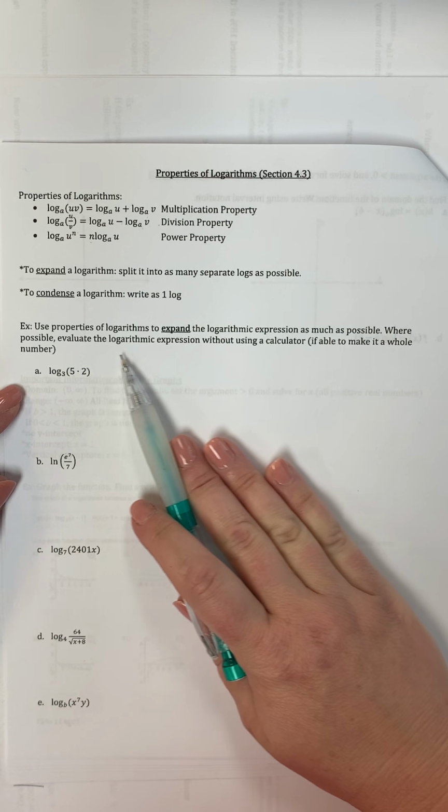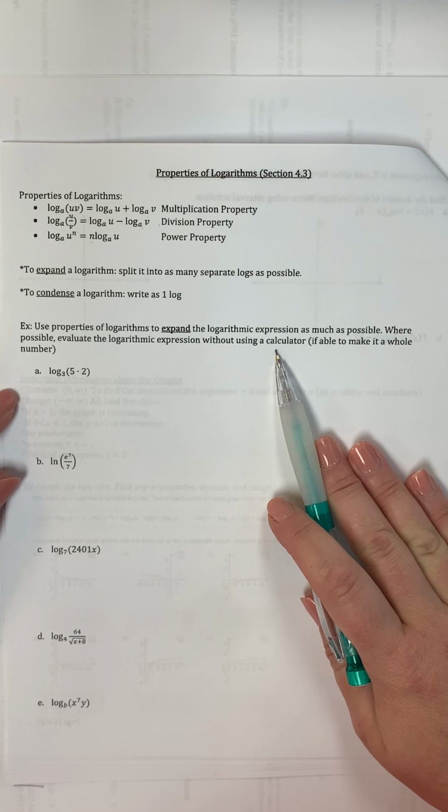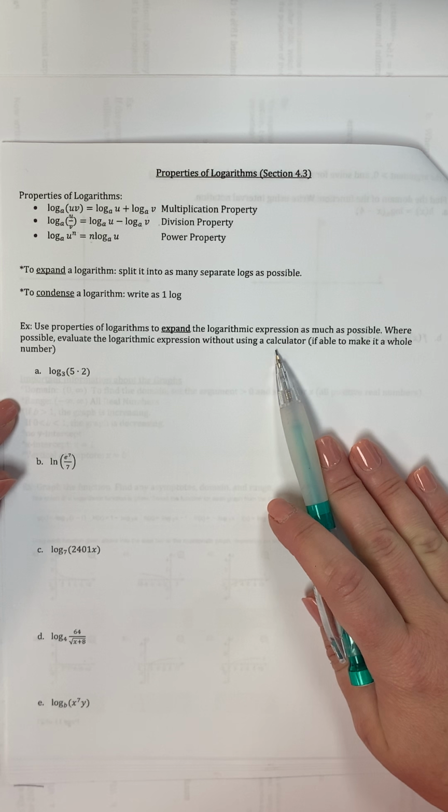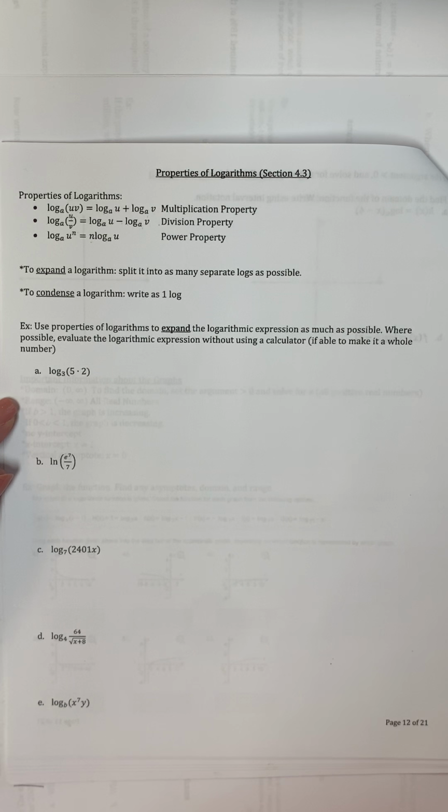Now, when we can evaluate it, make it a whole number, not a decimal or anything strange, then we're going to do that. Otherwise, if we can't, we're just going to leave it alone and simplify our answer the best that we can. Okay, so here we go.